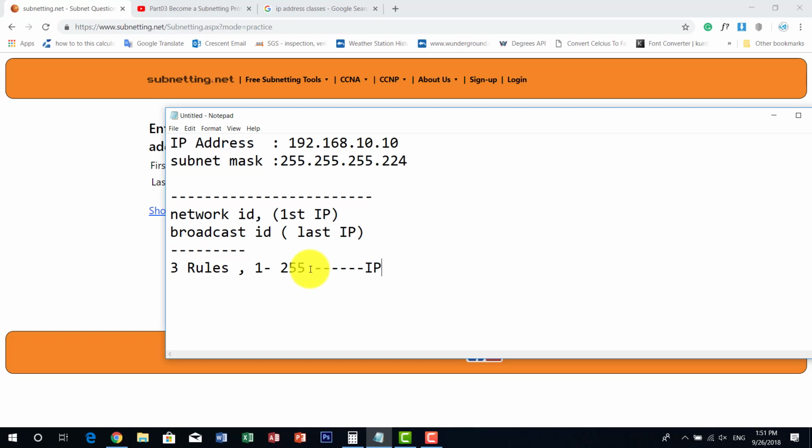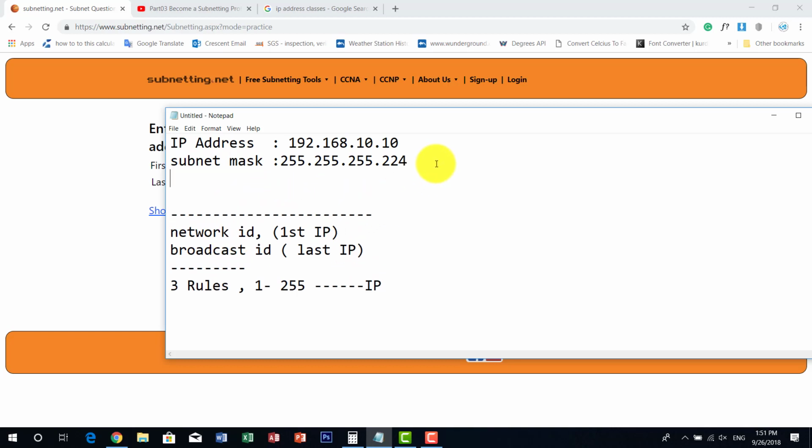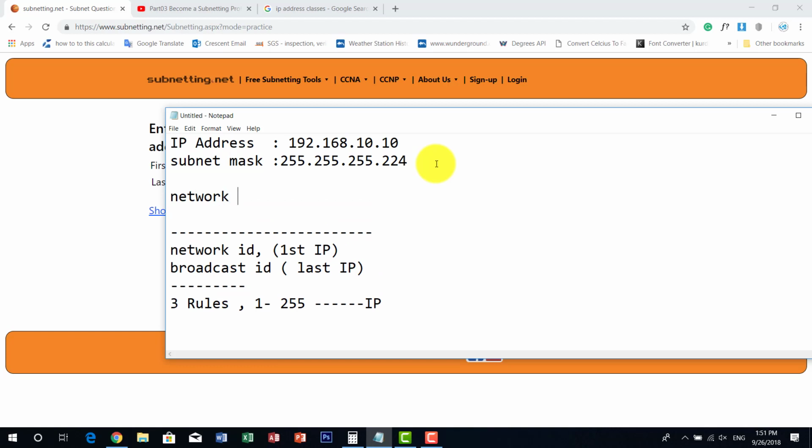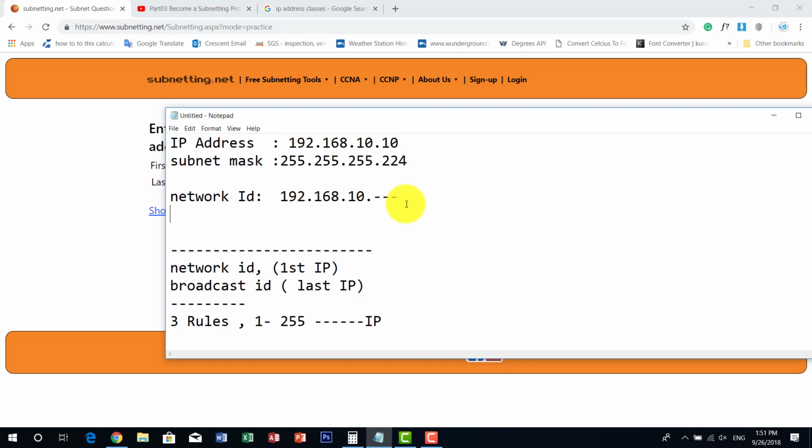As we said, according to the 3 rules, all your work will be on the subnet mask. If you have subnet mask 255, you will use the IP address straight away. So we can say the network ID is 192 because the subnet mask is 255, and the second part is 168 because we have 255, and the third part will be 10 because we have 255. But the last one, because we have 224, it is not 255 and it is not 0, so we have to do some calculation.